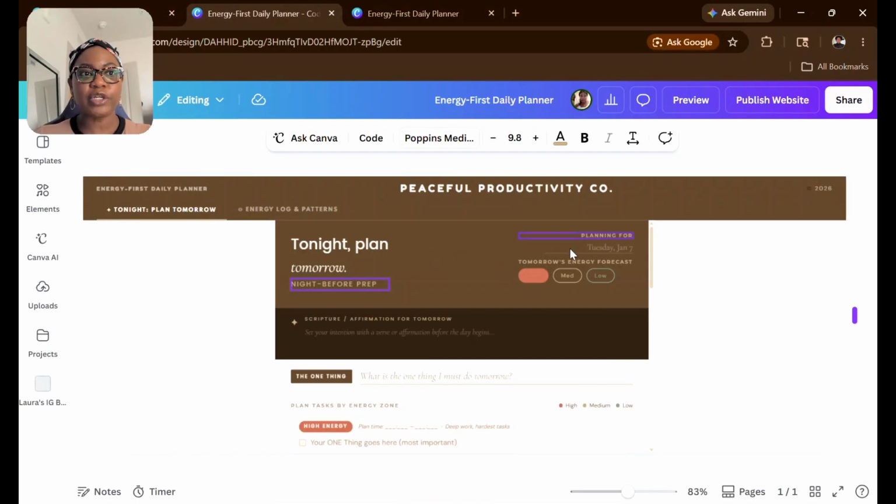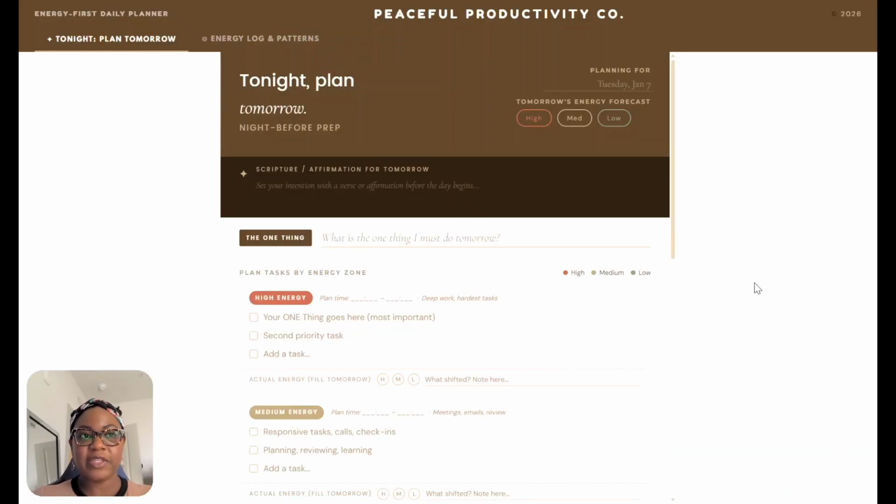So we are going to start right here. This is basically the template for the planner. This is the Canva template, right? So the first thing you want to do is start here, the date. What date are you planning for? So we are planning for May 18th. May 18th, that is a Monday.